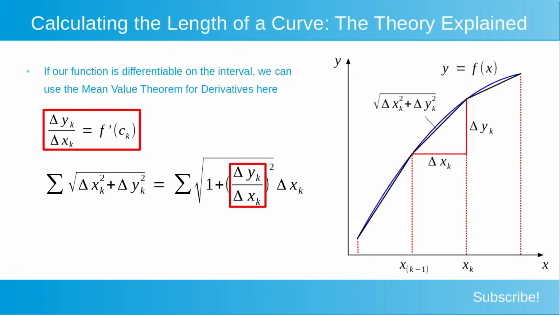When we make this substitution, we get that the sum of our straight line segments is equal to the sum of the square root of 1 plus f prime c_k squared, multiplied by delta x_k. By making this substitution, we've expressed our sum as a Riemann sum.